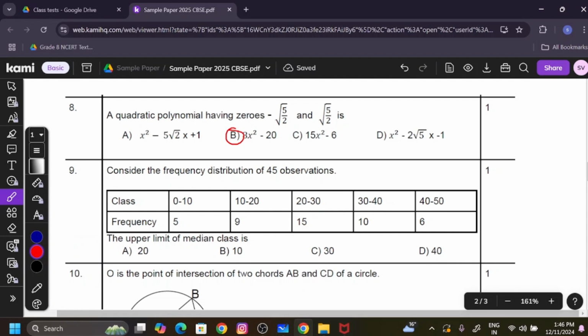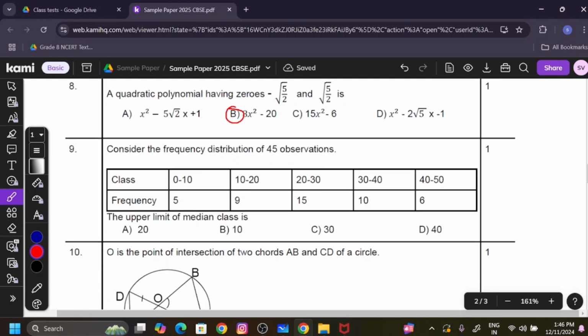Go for the next one. Consider the frequency distribution of 45 observations. Class 0 to 10 is 5, 10 to 20 is 9, 20 to 30 is 15, 30 to 40 is 10 and 40 to 50 is 6. The upper limit of the median class.